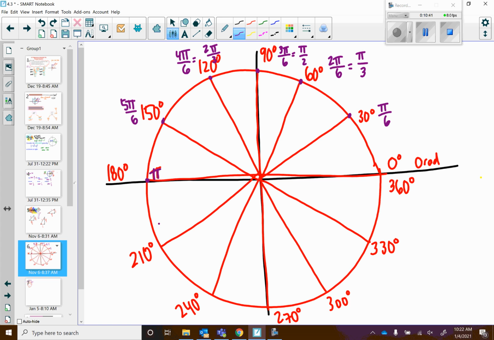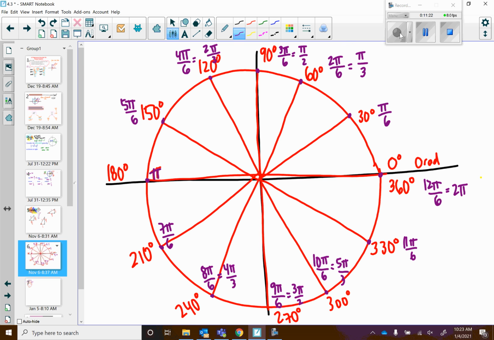Then we continue. So this is 6 over 6. This would be 7 pi over 6, 8 pi over 6, which I would simplify to 4 pi over 3. So where are we at? 6, 7, 8. This is 9 pi over 6, or 3 pi over 2. This would be 10 pi over 6, or 5 pi over 3. This is 11 pi over 6. And then we are at 12 pi over 6, which of course we know is 2 pi.